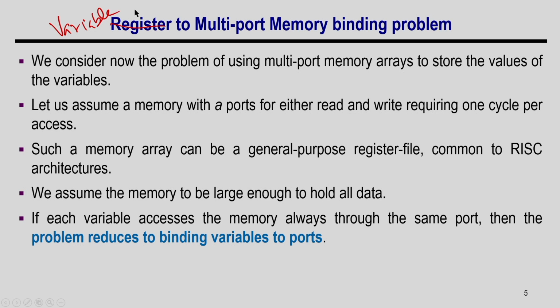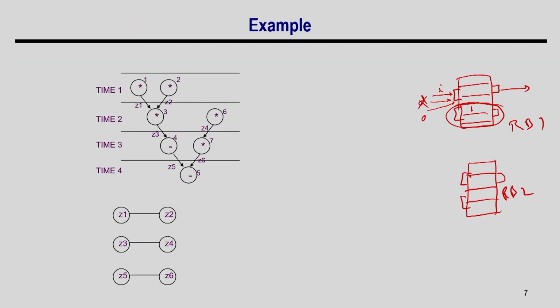So, variables, I am mapping these variables to the memory which has multiple ports, right. The number of ports is also limited. But what is the problem here? Why will the solution that we discussed in the previous class, graph coloring or clique covering, not work here? Okay, let us try to understand.